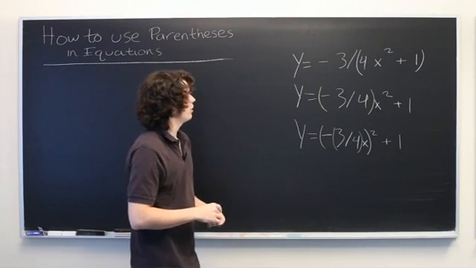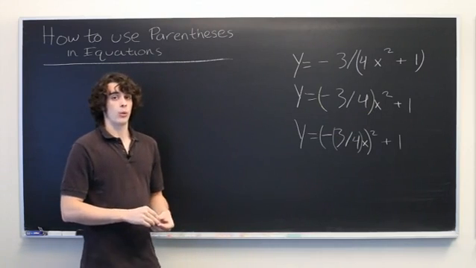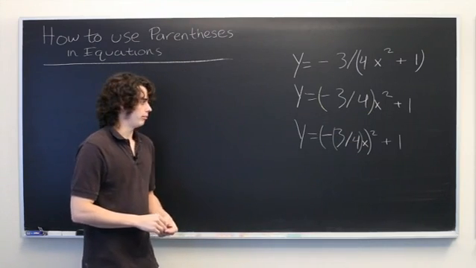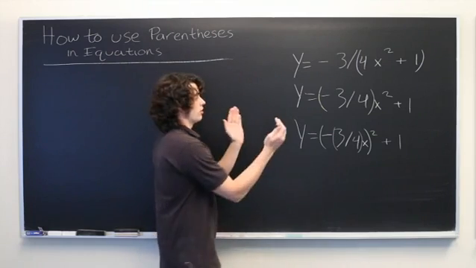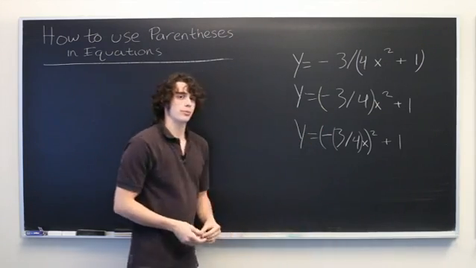So whenever you're given an equation whose meaning is not quite clear, go back to the original problem and ask yourself what relationship between y and x is being described. Then just insert parentheses to make it less ambiguous. That's all there is to it.